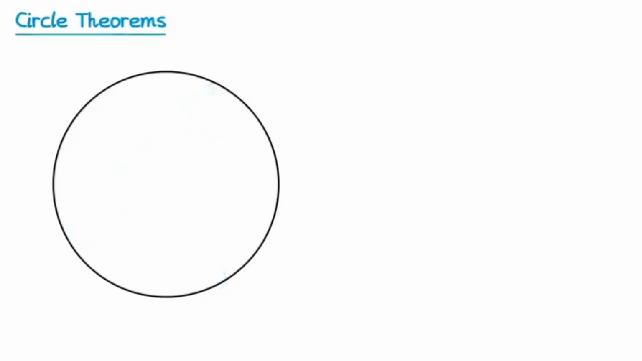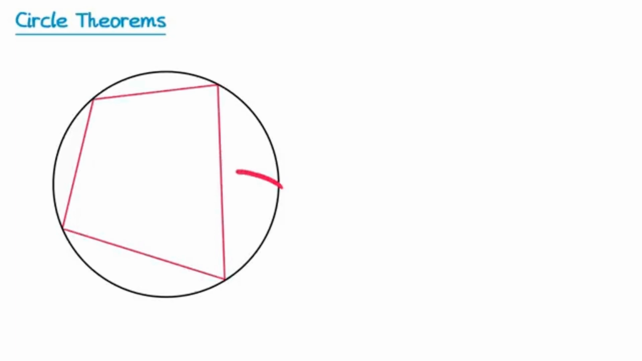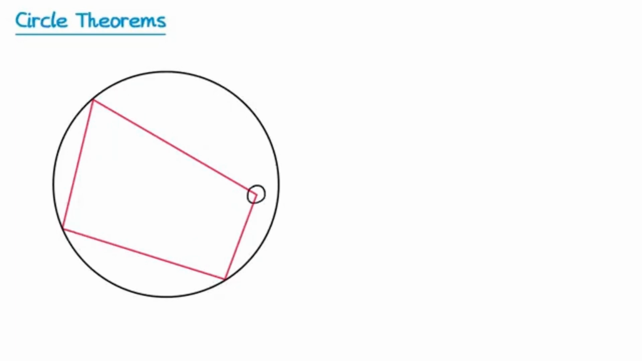For the next theorem, we need to learn some more terminology. If you draw a quadrilateral, where all four of the sides touch the circumference of the circle, this is known as a cyclic quadrilateral. Now it's only true if all four of the corners of the shape are on the circumference. For example, this shape here is not a cyclic quadrilateral because this corner here isn't on the circumference of the circle. So let's return to our original one. This is a cyclic quadrilateral.